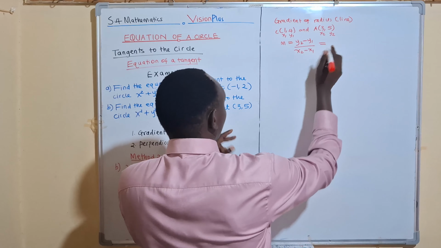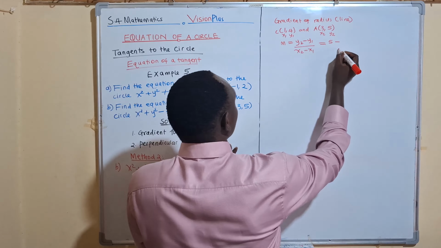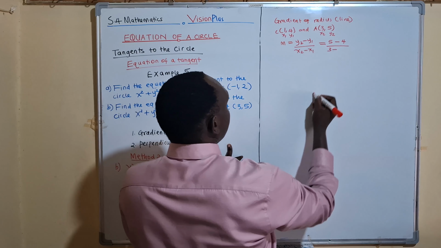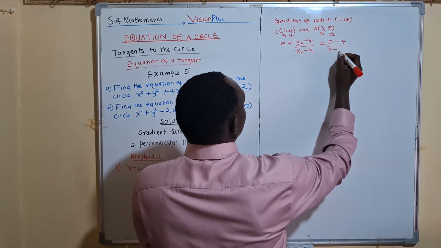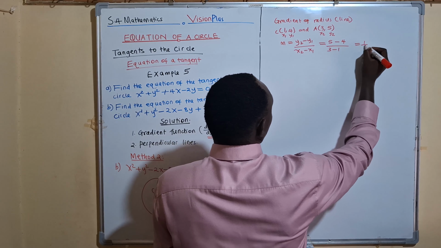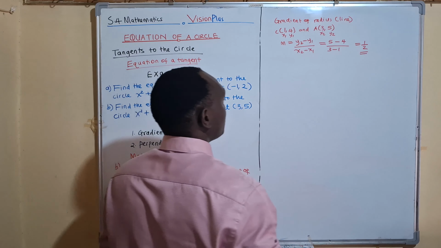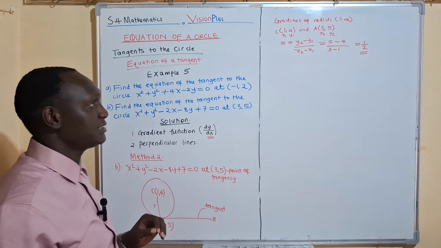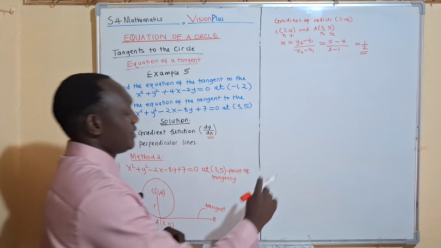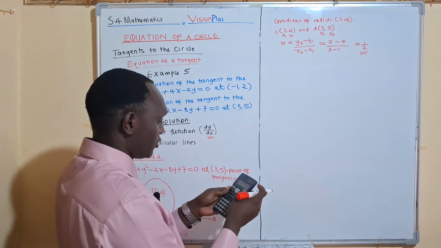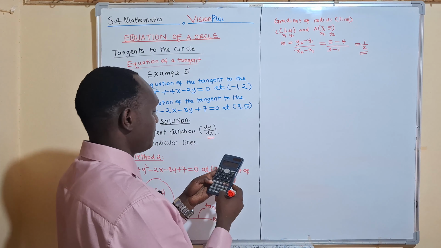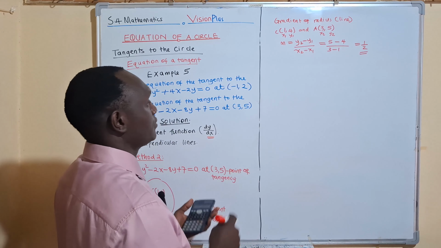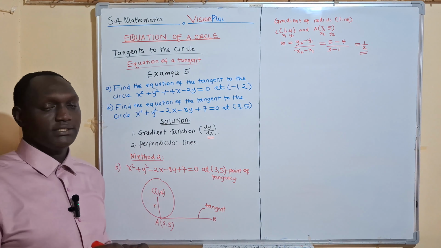So substituting here, y2 is 5 minus y1 is 4, over x2 is 3 minus x1 is 1. That gives us 1 over 2. That is the gradient of the radius. If I have not pressed the calculator, I normally have doubts. 5 minus 4 is 1. 3 minus 1 is 2. So that is the gradient of the radius.